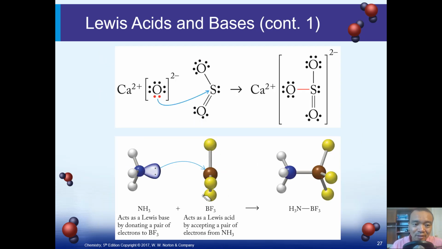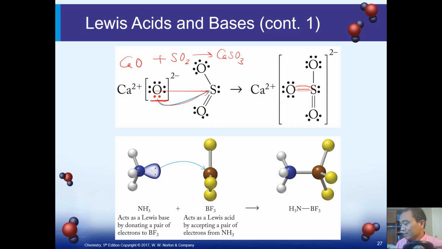Let's look at a few more examples. When you look at the calcium oxide reaction with sulfur dioxide, calcium oxide reacting with sulfur dioxide gives you calcium sulfate. So when you look at the picture, here's what really happened. One lone pair of the oxide portion of calcium oxide is donated to the sulfur center. Then it forms a sulfur oxygen bond.